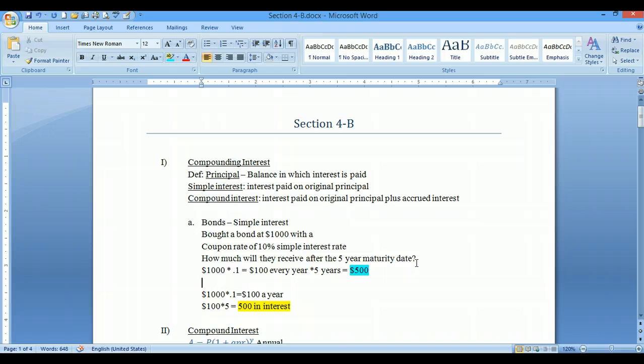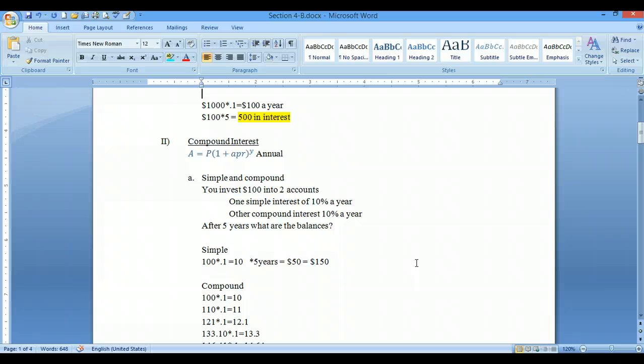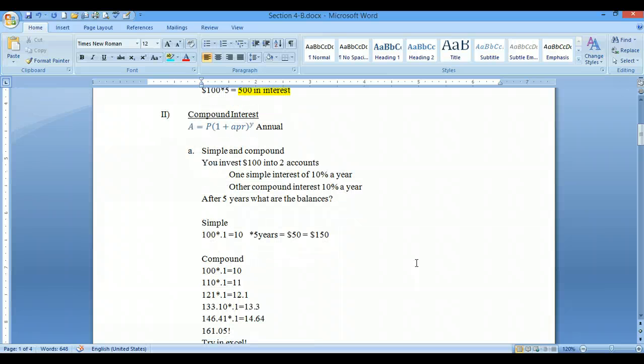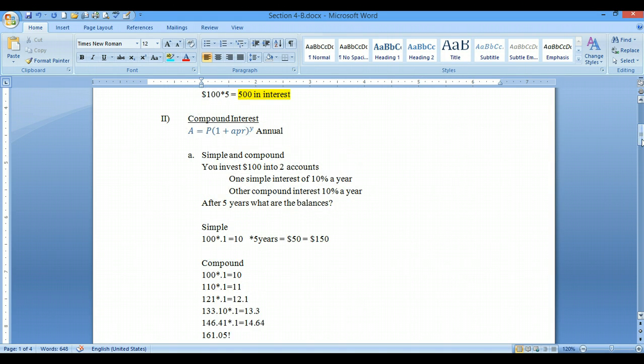Now let's talk a little bit about compound interest. This is where it gets interesting. Compound interest is the interest paid on the original principal or balance plus any accrued interest. So our first formula is A equals P times the quantity 1 plus APR raised to the Y. Now this one is only used for annual interest, so only in 1 year.